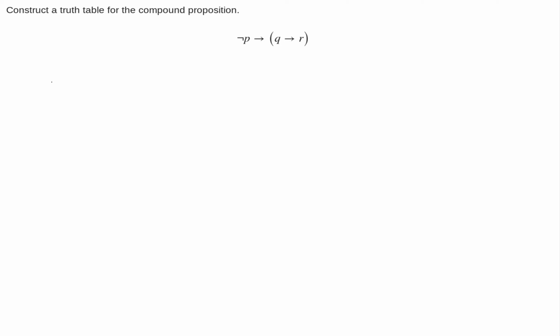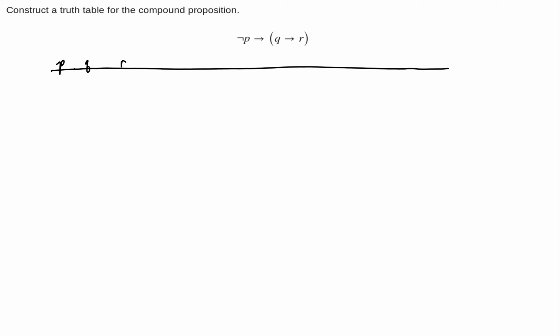In this example, we're asked to construct a truth table for this compound proposition. So notice that we have three different propositions. We have P, Q, and R. And so in our truth table, we're going to need to consider all possible combinations of the truth values of these three propositions. So that means that we need columns for P, for Q, and for R, of course. And then we'll build the rest of this truth table.